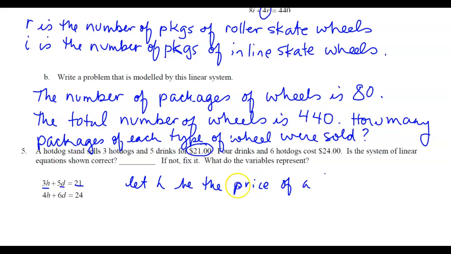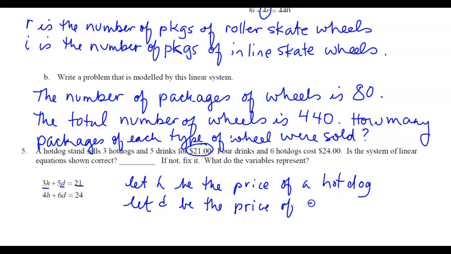Let D be the price of a drink. Don't just go H is hot dog. That doesn't mean anything. It's not the number of hot dogs. We're told the number. H is not hot dog. H is the price of a hot dog. Okay. So then take a look for the next one.